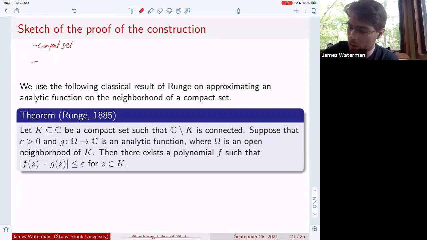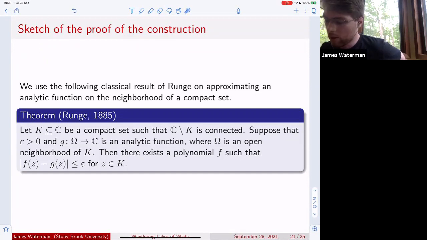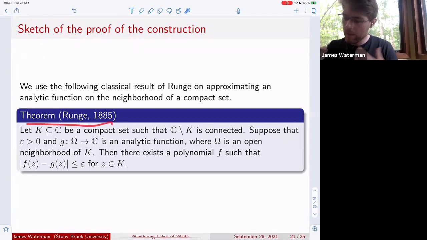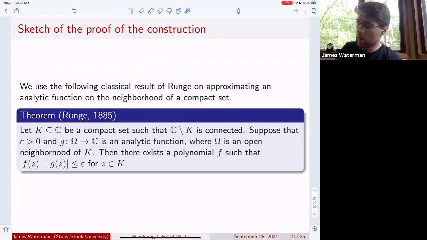And second is that basically we use this more classical version of Runge's result. So we're going to use the following classical version of Runge, which is this one here, that we're given a compact set such that it has connected complement, and this is where our connected complement is needed for all of these previous results. And we suppose that we have some epsilon such that we have some analytic function G on this open neighborhood of our set K. Then what we're saying is basically we can approximate our map G by some map F up to some error epsilon.